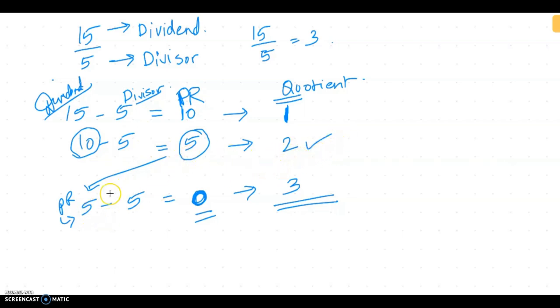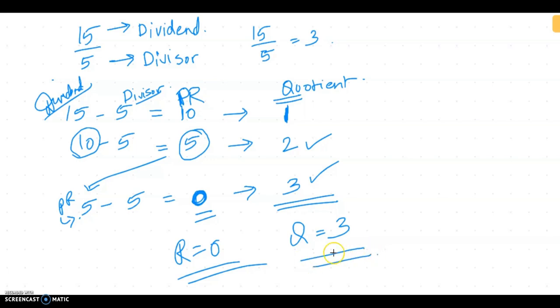Correct. Again, I took the partial remainder. This is my new partial remainder. Subtract a 5 from it and I got a 0, which means there is an entire full 5 inside the partial remainder again. So I got my quotient as 3. I cannot remove any more 5s from it, and therefore my final answer for quotient is 3 and the final answer for remainder is 0.